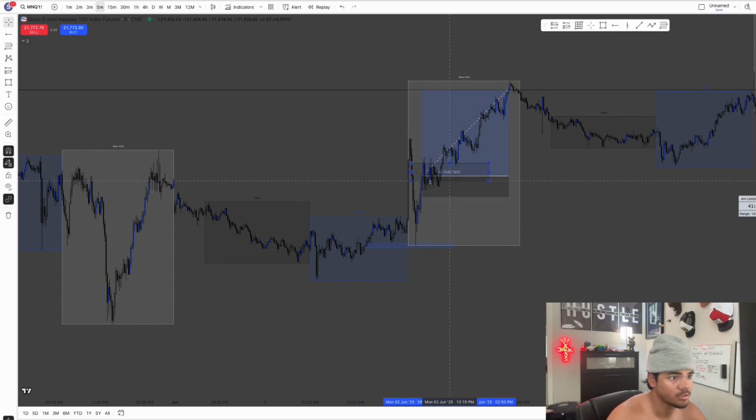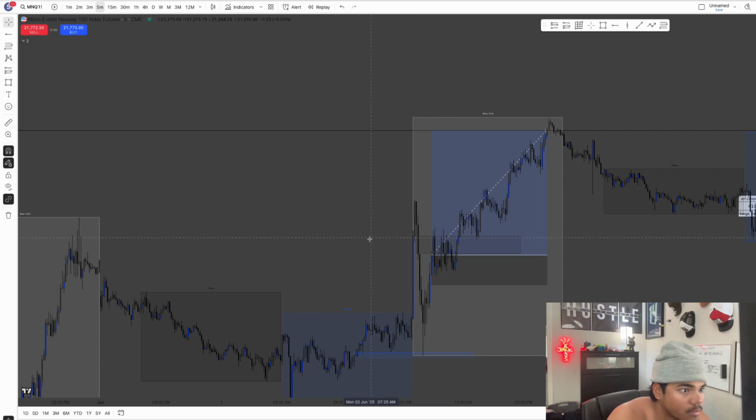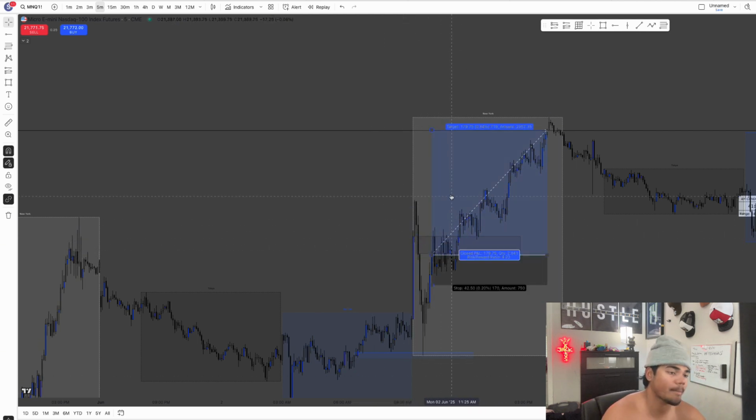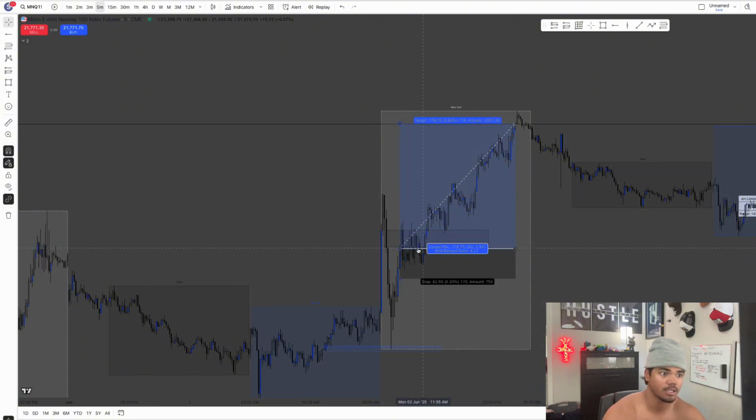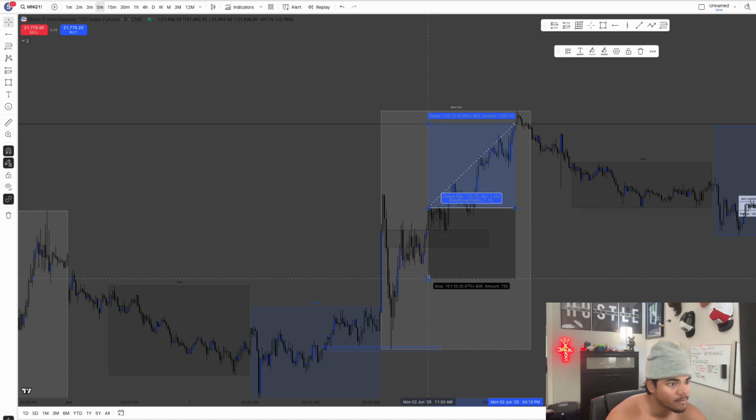this IFVG. And why it's such a better confluence is because look how many times we tested it. Look how many times we wicked it, right? This is like loading up liquidity within the gap, power through. And once it powers through, look at it. If you were to enter off of this inverse, you could say there's inverse, and then stops below same spot.